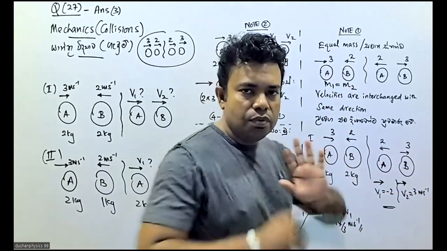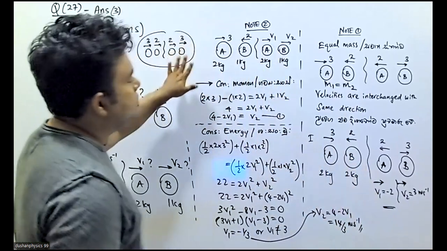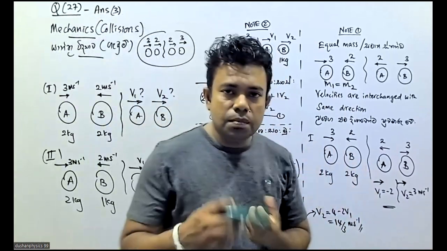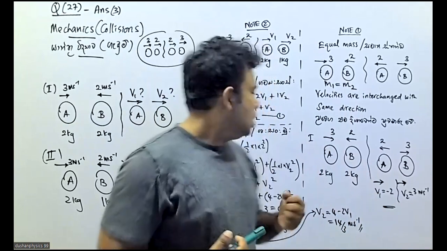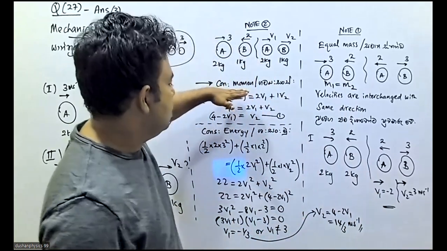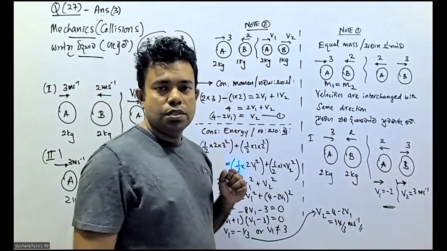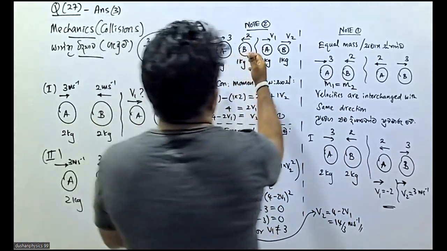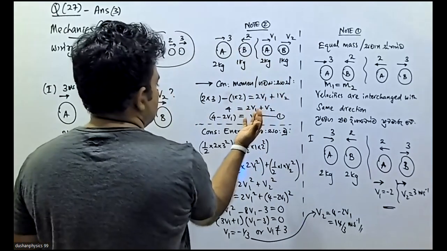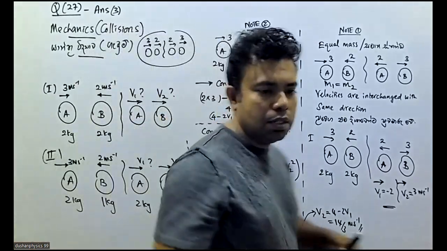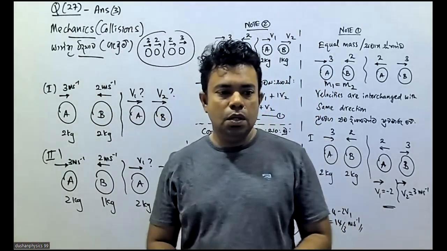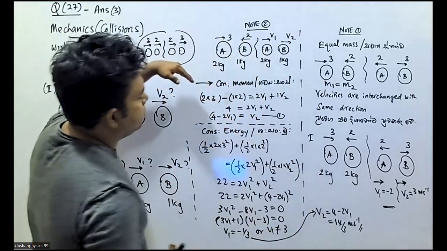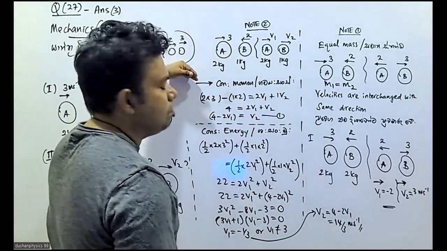Okay, so that's the first part. In the second part, when the masses are not equal, we can't simply get the answer. What we have to do is write conservation of momentum and conservation of energy. So let's try to apply conservation of momentum.